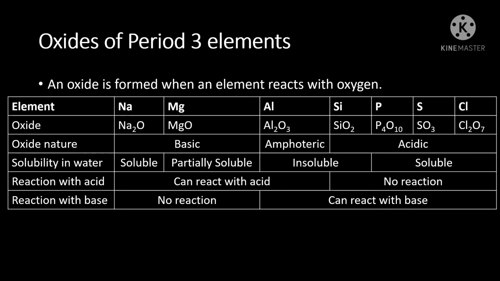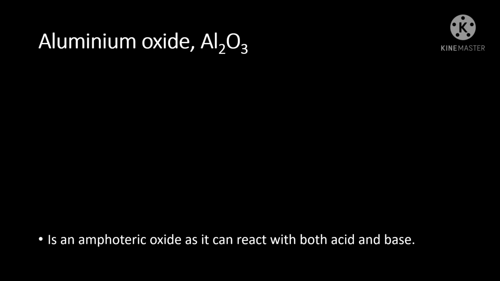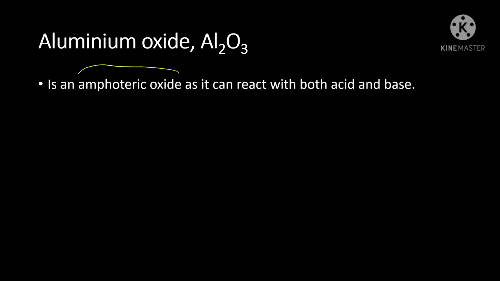Now we move on to look at aluminium oxide. Aluminium oxide is an amphoteric oxide and it is insoluble in water. Amphoteric means that aluminium oxide has a dual nature, so it can react with both acid and base. Again, aluminium oxide is an amphoteric oxide. It has a dual nature, which allows it to react with both acid and also base.